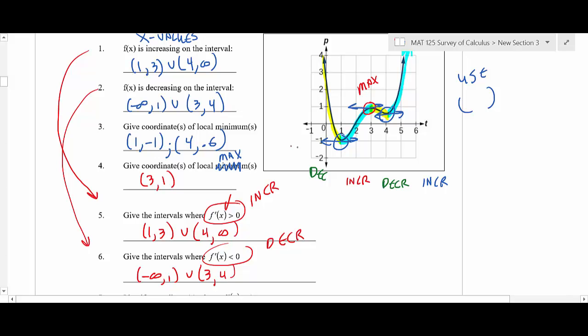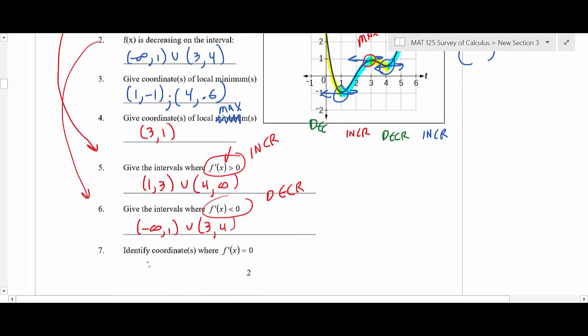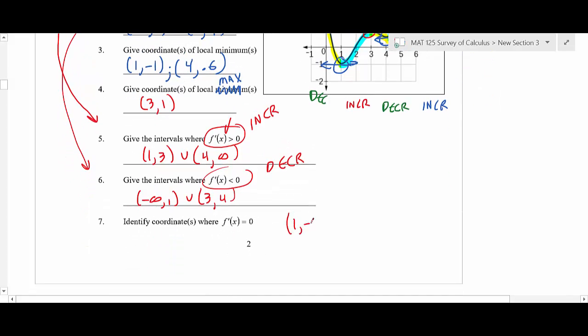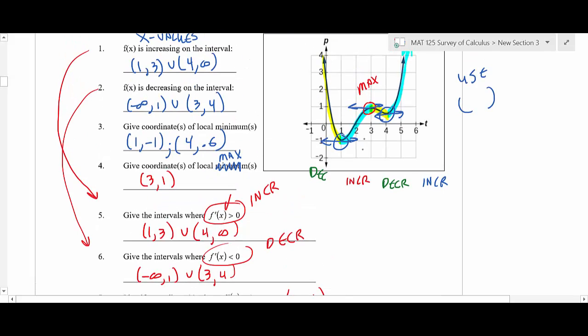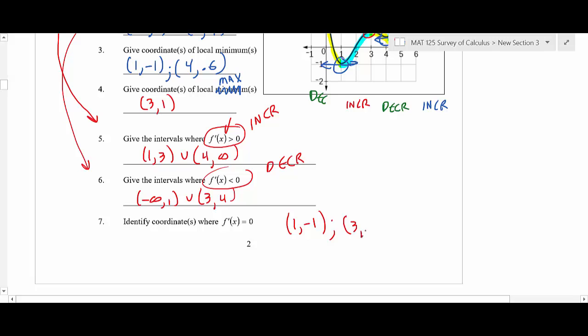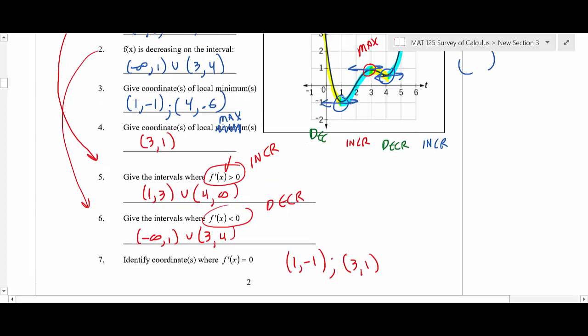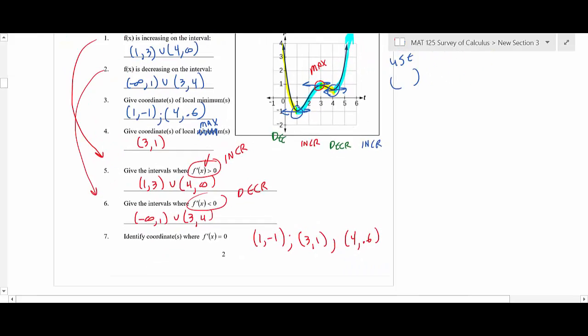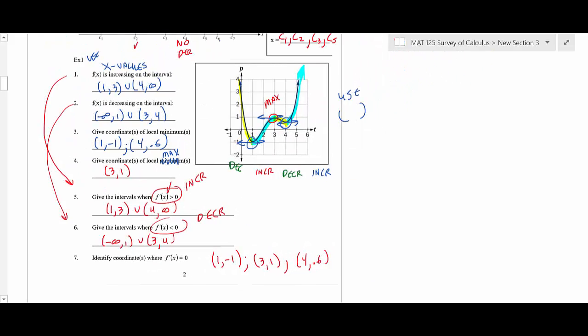Okay, that's it. Okay, and how many places is the derivative equal to 0? 3. So we're going to put the coordinates on that. We'd have 1, negative 1. Okay, and then we'd also have 3, is that 3, 1? That looks like 3, 1. Okay, and then the other place where the derivative is 0, let's just say 4.6 or something like that. I'm just estimating on that. Okay, so that's one of the first things you want to know how to do, which is just look at a graph, figure out those intervals and where the local max and mins are.